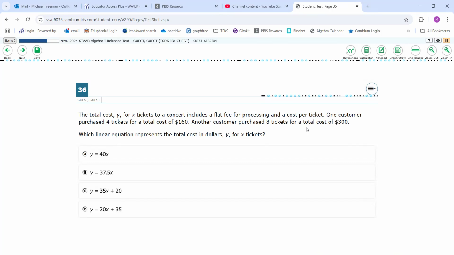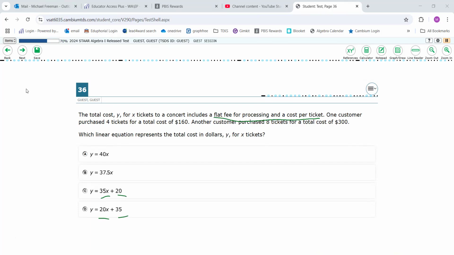So we talked about this problem in class before, and some of you were like, oh, I knew right away it wasn't A or B. I was like, oh yeah, how'd you know that? They said, well, it says there's a flat fee and a cost per ticket. Well, that means I need to have two different values. And I was like, man, that's super smart. Some of us were like, oh, I didn't catch that. Well, that's okay.